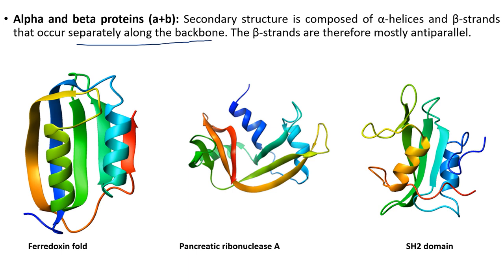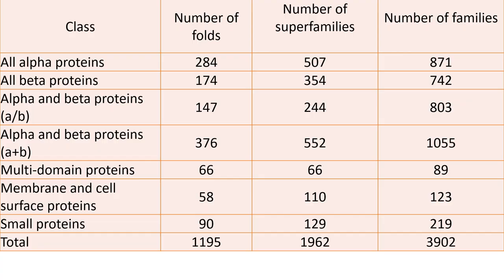So these are the four important classes we have for proteins: all alpha, all beta, alpha/beta, and alpha and beta. If you see the total classes, we have 11 classes. In each class we have many folds. I have told you the class is divided into different folds. So in all alpha proteins we have a total of 284 different types of folds. In each fold we have many superfamilies, so total superfamilies are 507. This is the total number. No one is expecting you to remember all these numbers, but this is just for information. Every class is divided into many folds, folds are divided into superfamilies, and superfamilies have many families.